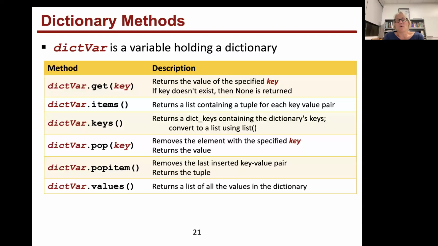Again, I put the pop here. Pop item, if you know you want to remove the last item, you can say pop item, and it just removes the very last key value pair. And there's also values. You can get all the values, or you can get all the keys. Now there are some words in here that we haven't covered, like tuple. So tuple is a variable type that we haven't covered, but I just wanted to put this in here down the road. When you may be manipulating dictionaries after this class, you may want to use this as a resource.